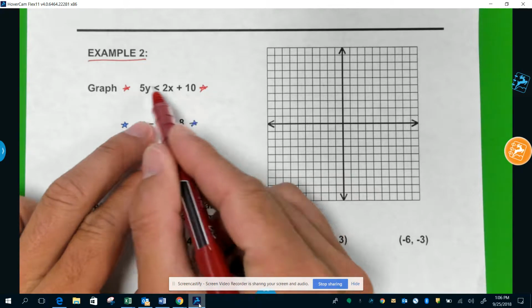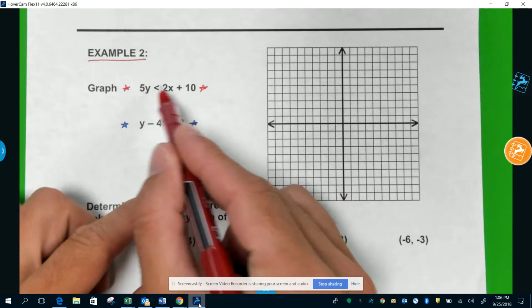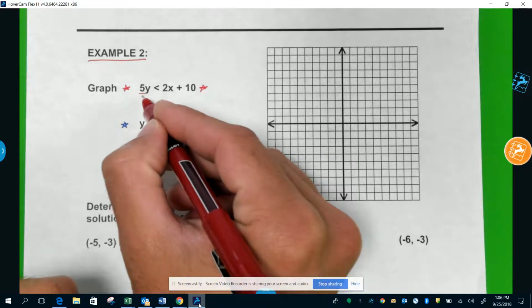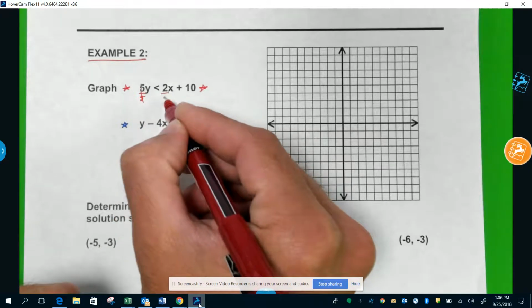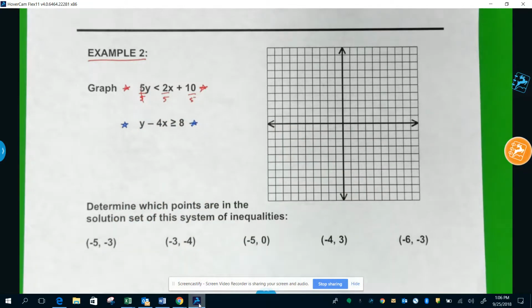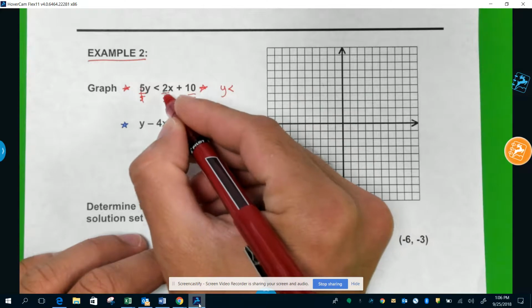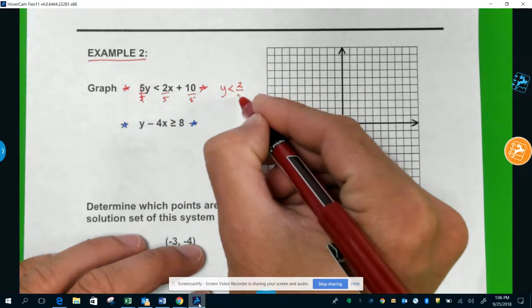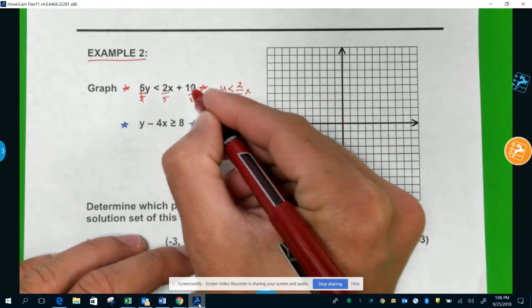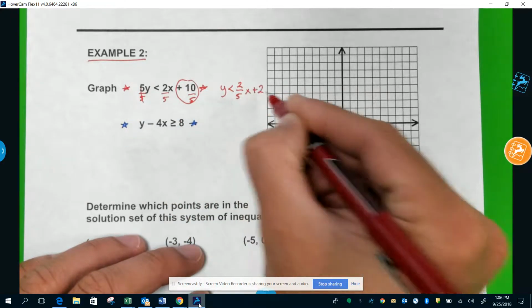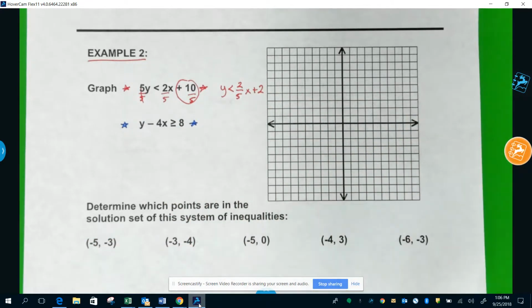Before I can graph, I'm working with the red one here. I put red stars. Before I can graph this, I have to solve it for y first. All right, so to solve this one for y, we're going to divide by 5 on both sides. And when I do that, I'm going to get y is greater than 2 divided by 5, which does not reduce, so we're going to leave that as 2 over 5x. And then 10 divided by 5 reduces to positive 2. Okay, and so we'll go ahead and graph that one.